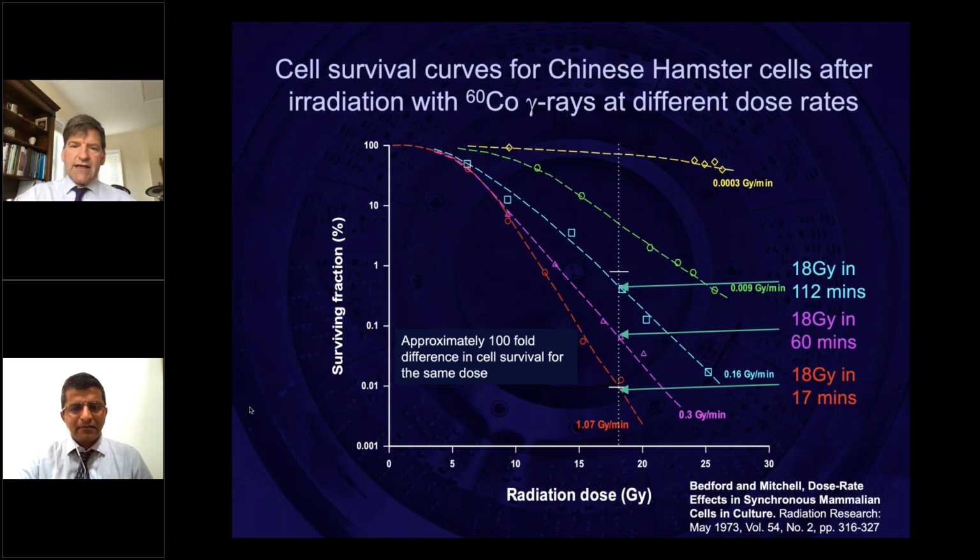And if you look at the three lower survival curves here, you can see that they're the equivalent of 18 gray in 17 minutes. Well, that's something that we experience in a clinical situation. 18 gray in 60 minutes, and then 18 gray in 112 minutes. And yet you've got about a 100-fold difference in cell survival for exactly the same dose. All you're doing is delivering that dose over a different treatment time.